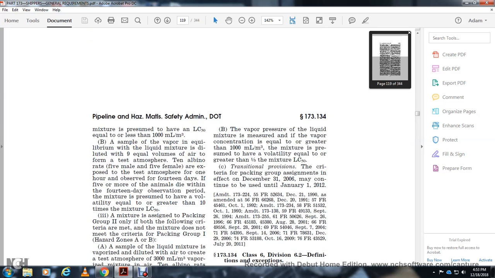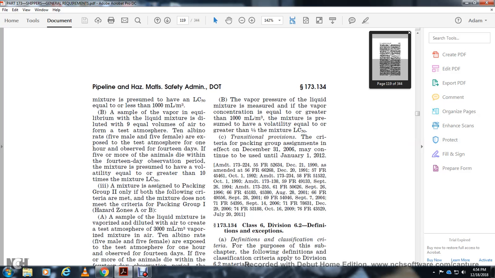A sample of the vapor in equilibrium with the liquid mixture is diluted with 9 equal volumes of air to form the test atmosphere. 10 albino rats, 5 male and 5 female, are exposed to the test atmosphere for 1 hour and observed for 14 days. 5 or more of the animals died within 14 days of the observation, with the mixture presumed to have a volatility equal to or greater than 10 times the LC50. A mixture is assigned to this packing group only if both of the following criteria are met: the mixture does not meet the criteria of packing group 1 hazard zones A and B.